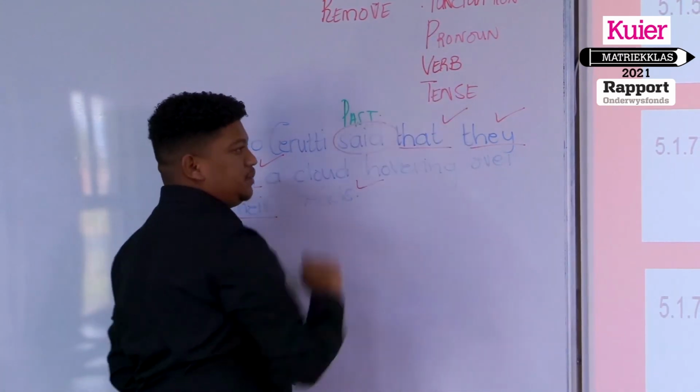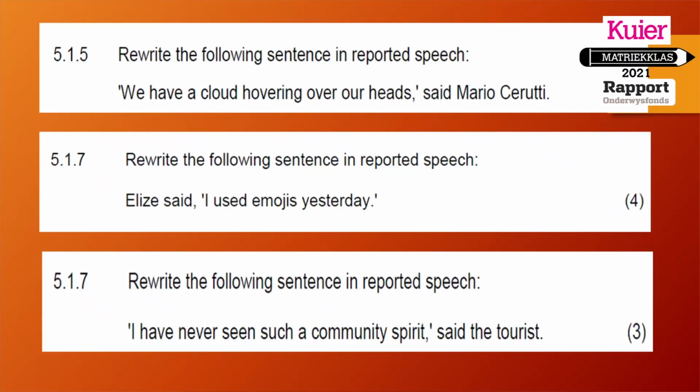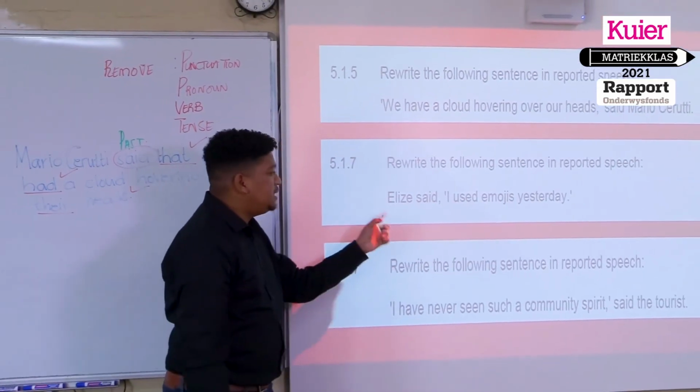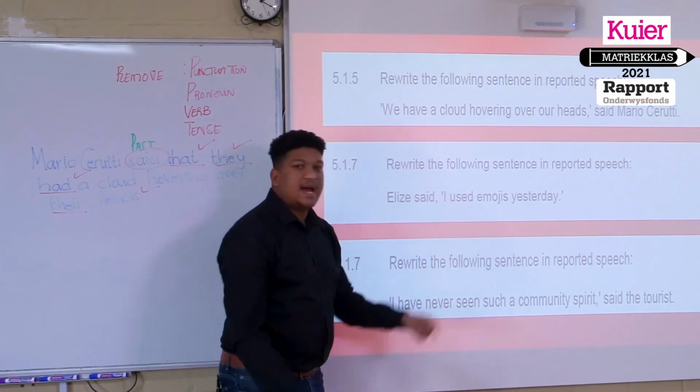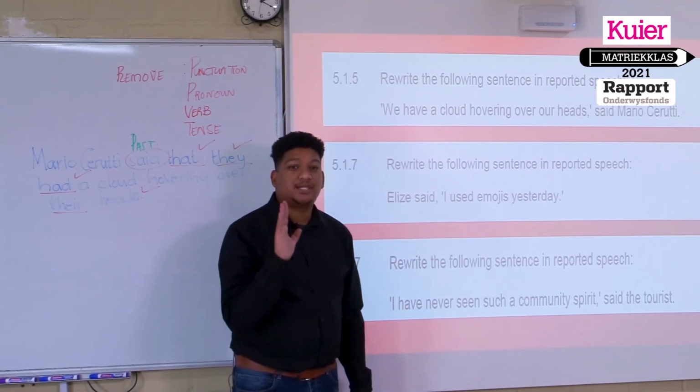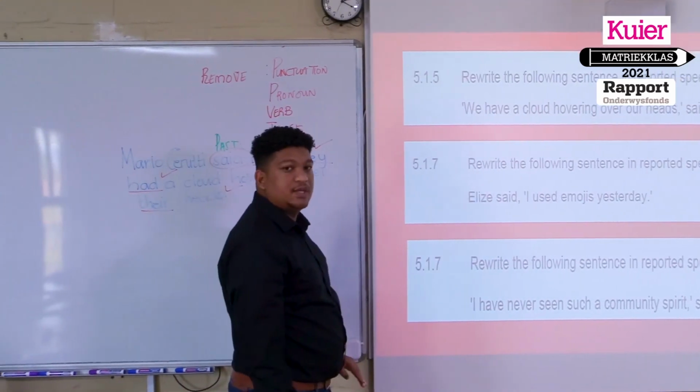These are applicable. Okay? The next sentence says, rewrite the following sentence in reported speech. Elise said, "I used emojis yesterday." Right? So I'm not going to do that on the board because I think it's quite evident from here what you need to do. Right? So this just becomes, Elise said that she used emojis. Now because I know it was obviously yesterday, but said is in the past tense, I must take it back. It becomes, Elise said that she used emojis that day, the previous day. Right? Are you with me? I must stick to my steps. That is what is important.